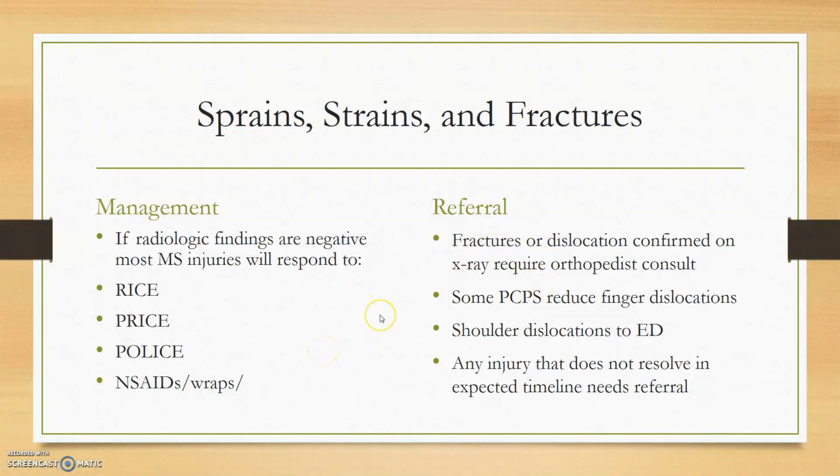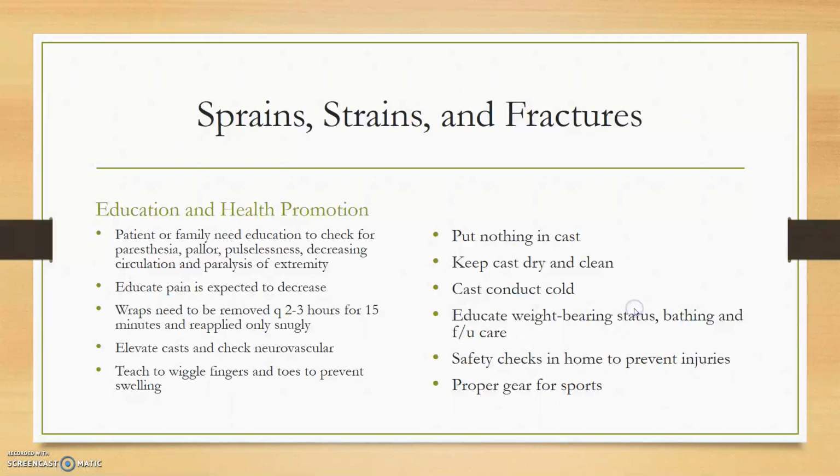Referrals for fractures or dislocations confirmed on x-ray go to an orthopedic specialist. Some PCPs will reduce a finger or an elbow dislocation, but if they have problems, they'll go ahead and refer. Shoulder dislocations are usually sent to the ER because these people have to be pre-medicated before the shoulder's put back into the socket. And then any injury that doesn't resolve in an expected timeline.